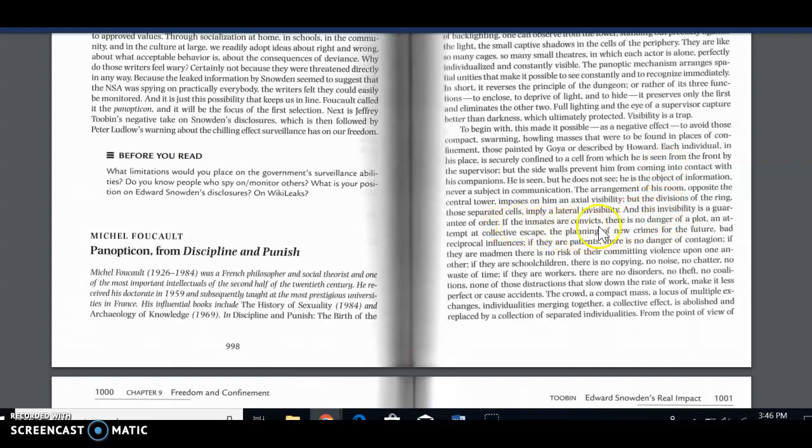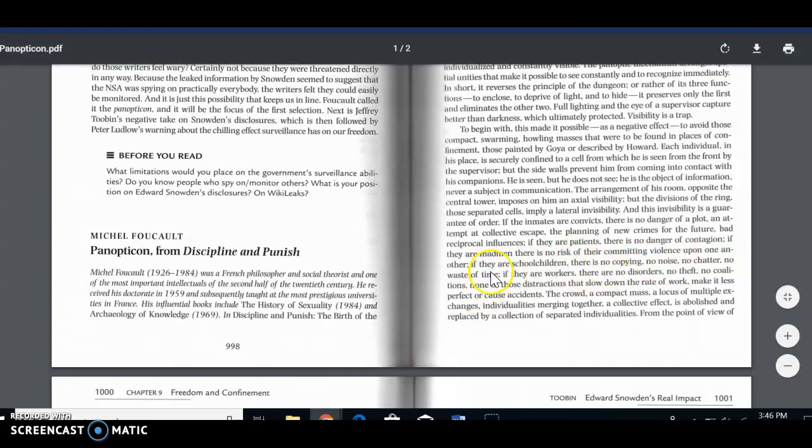If the inmates are convicts, there's no danger of a plot, an attempt at a collective escape, the planning of new crimes for the future, bad reciprocal influences. If they are patients, there's no danger of a contagion. If they are madmen, there's no risk of their committing violence upon one another. If they are school children, there's no copying, no noise, no chatter, no waste of time. If they are workers, there are no disorders, no theft, no coalitions, none of those distractions that slow down the rate of work, make it less perfect, or cause accidents.